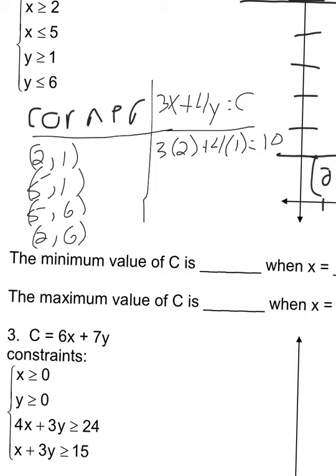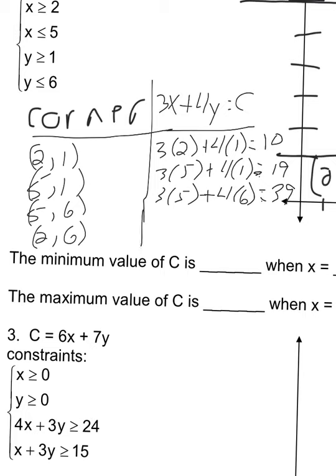And the second one, 3 times 5, plus 4 times 1 again. That's 3 times 5 is 15. 4 times 1 is 4. 15 plus 4 is 19. Next one, 3 times my x, which is 5, plus 4 times my y, which is 6, equals 3 times 5 is 15. 4 times 6 is 24. When I add those together, that is 39.